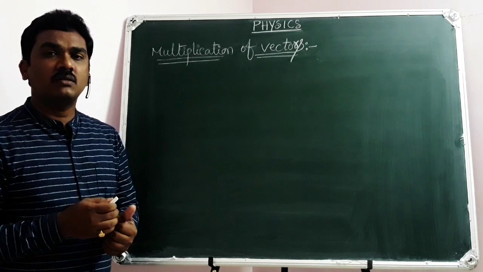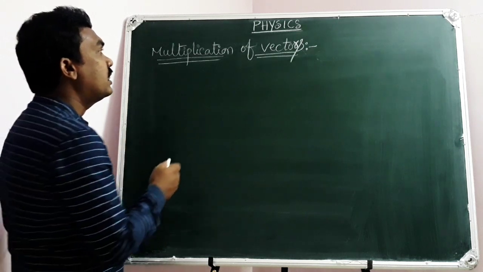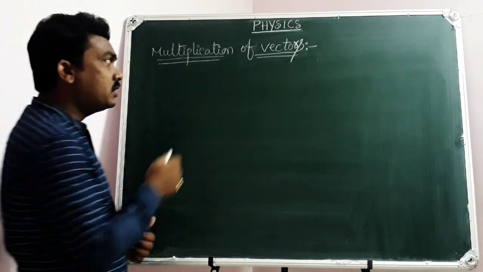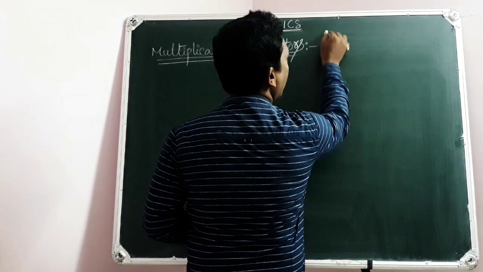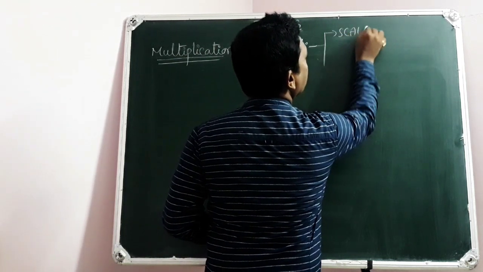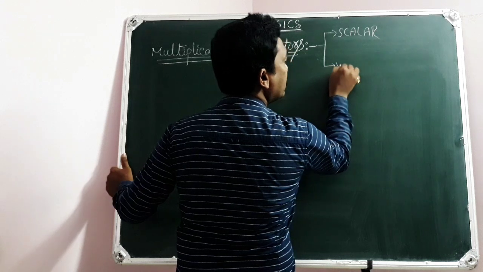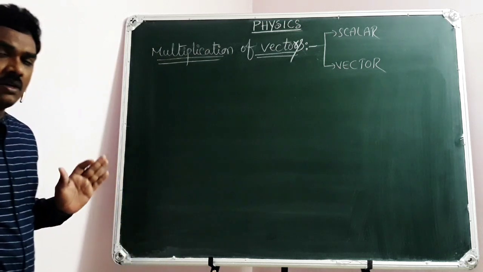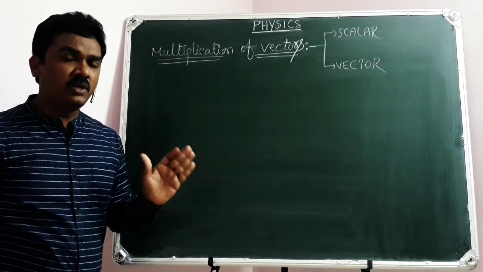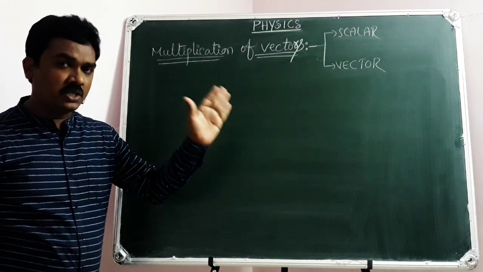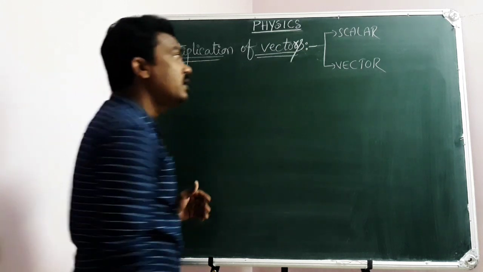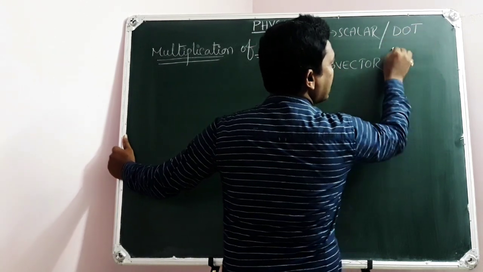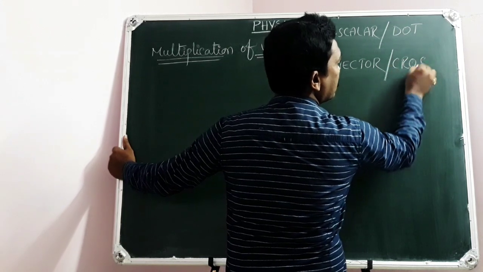So to give this concept a little more clearly, the concept of multiplication of vectors is defined in two different ways. One is scalar product, and another one is vector product. Multiplication of vectors can be handled in two different methods. One is scalar product, another one is vector product. Here scalar product is also known as dot product, and vector product is also known as cross product.